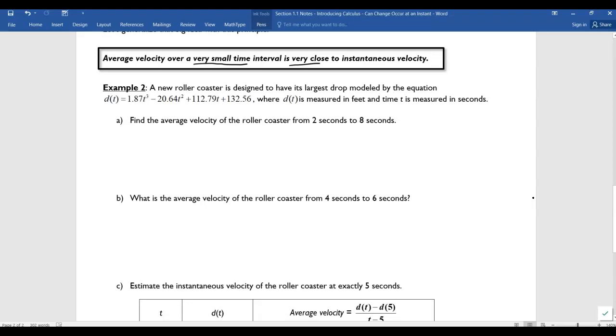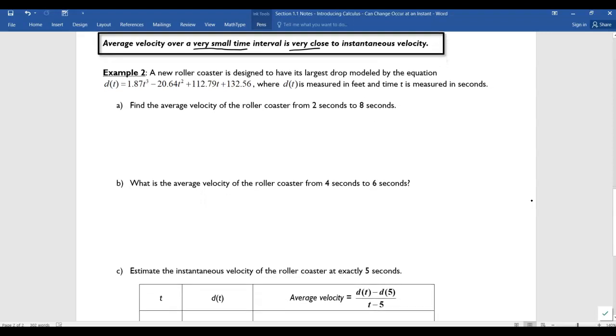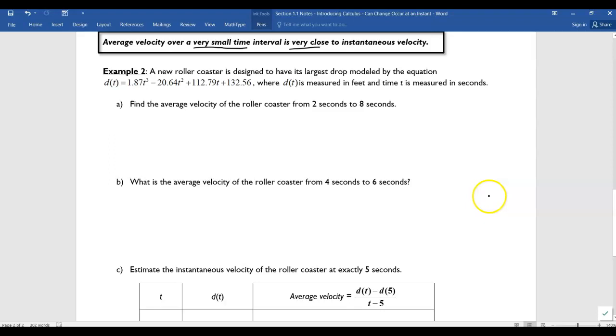So let's just do one more example like that. So we've got a roller coaster. It's designed to have its largest drop modeled by this equation. Again, let's go ahead and put a box around that equation. That's probably going to be important. So this distance equation is this cubic polynomial, where d of t is measured in feet and time t is measured in seconds. I always underline units as well. Sometimes on the AP test you get points just for your units, so you want to make sure to have those.